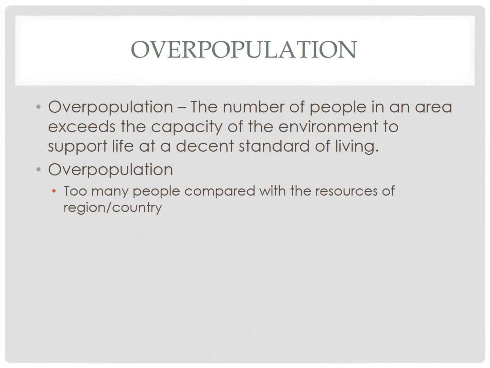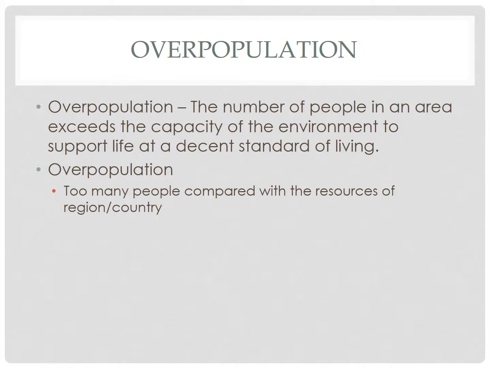What all of this is building towards is overpopulation. All right. We have all these metrics to evaluate population growth, the equation, doubling time, natural increase rate, all that kind of stuff. But ultimately, what is the importance of this? Are we overpopulated? And so we need to know what it means to be overpopulated. Here's the definition. The number of people in an area exceeds the capacity of the environment to support life at a decent standard of living.